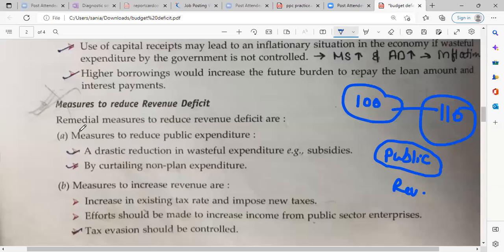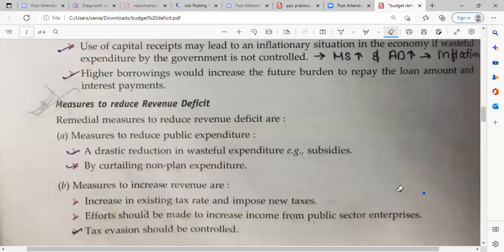Okay. So first is measures to reduce public expenditure. Whatever money I'm spending on the public, I have to reduce that. Okay. Getting my point? Everyone? Yes, teacher. So basically, there are two things. I think I have merged two things together, so I'll just explain it again.